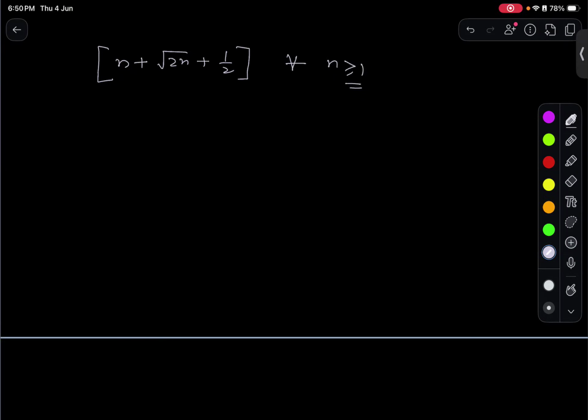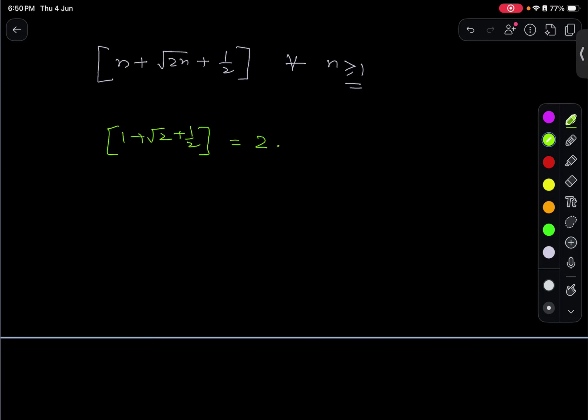Okay, this is the greatest integer, obviously. This is not containing all the integers. For all n greater than or equal to 1. Okay, so let me put n is equal to 1. So n is equal to 1, I'm getting 1 plus root 2 plus half. Okay, what is that? 1.4142, 2.4142, 2.9 something.